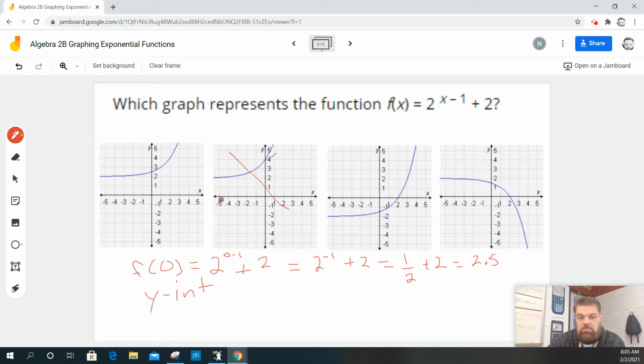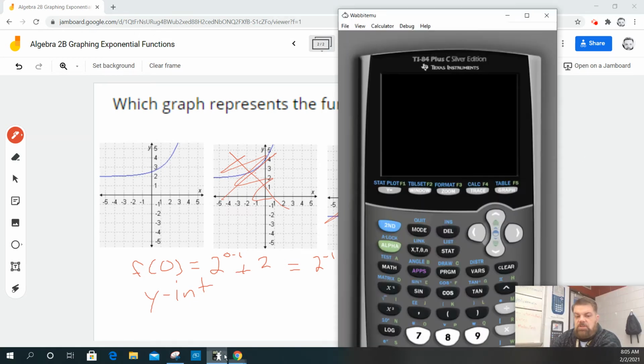This one's out. It doesn't cross at 2.5. This one's out, doesn't cross at 2.5. This one's out, doesn't cross at 2.5. So, but just to make sure, I'm going to graph it. So we already found our answer.